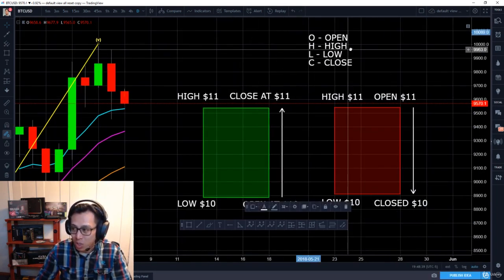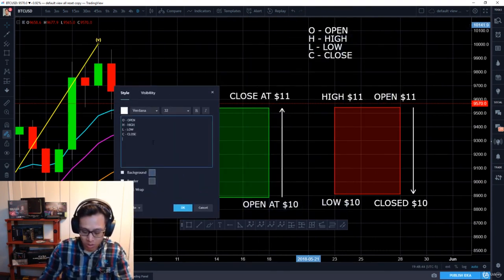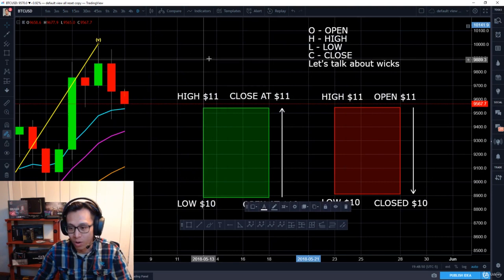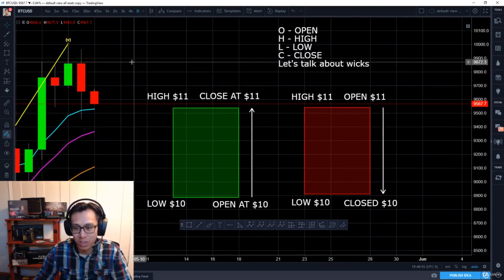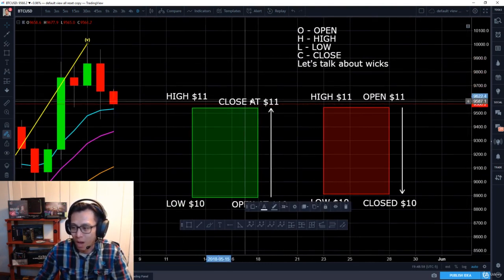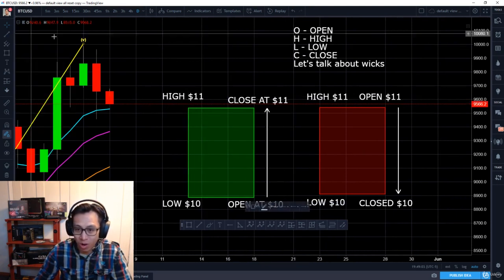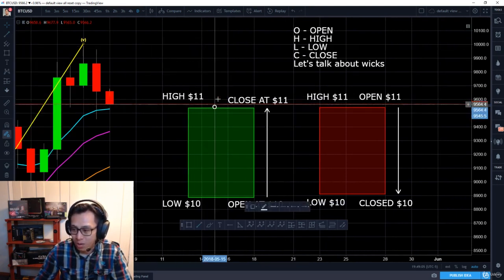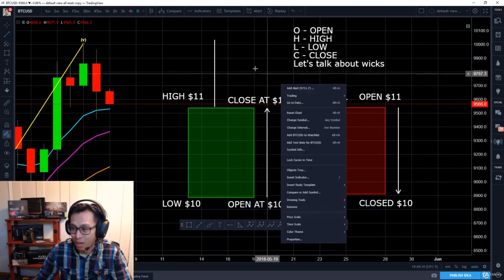So now let's introduce this concept of a wick. Let's talk about wicks. I'm sure that you've seen wicks before. You see these wicks, right? We always see wicks, as you can see. What does a wick refer to? A wick refers to this right here. I'm going to show you. Let's actually draw in some wicks in here. Do you see the white right there? That's a white wick.